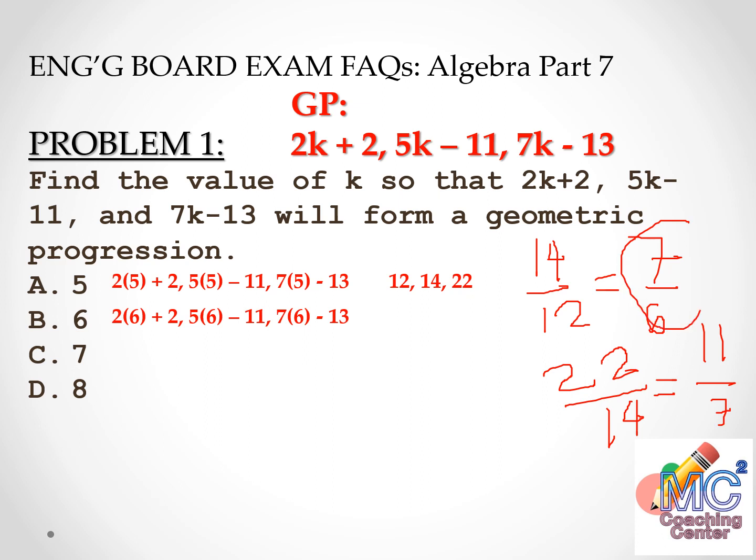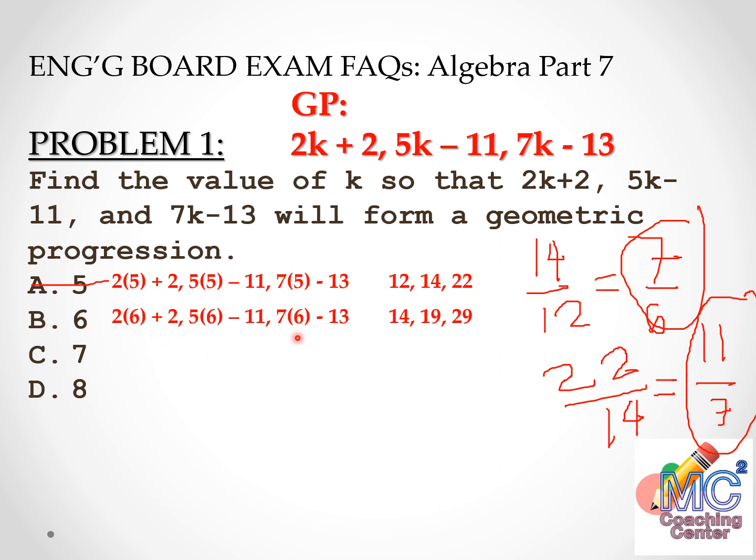If ever nag-equal sila, then therefore geometric progression po si letter A. Kaso, hindi po nag-equal. So pwede na nating i-eliminate si letter A, kasi hindi po siya nag-form ng geometric progression. Next, si letter B naman. 2 times 6, yung k natin is 6, di ba?